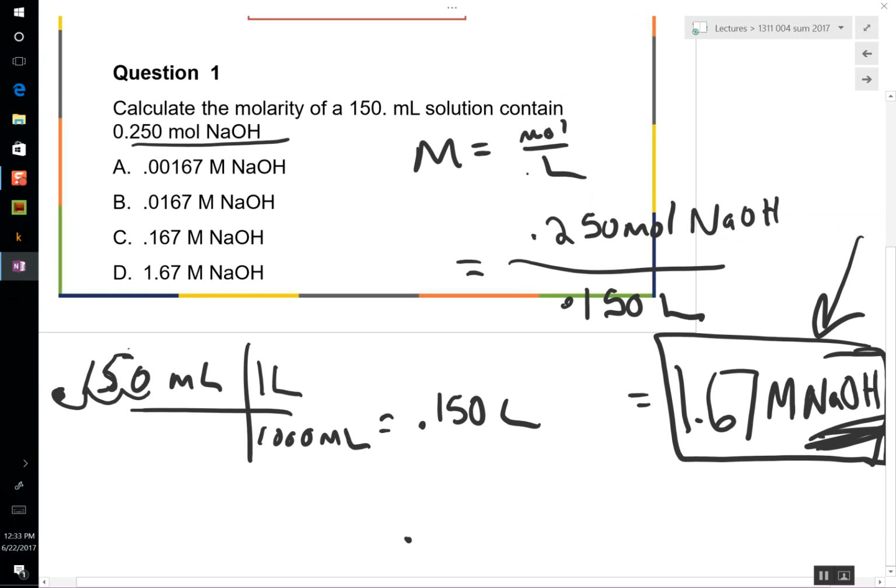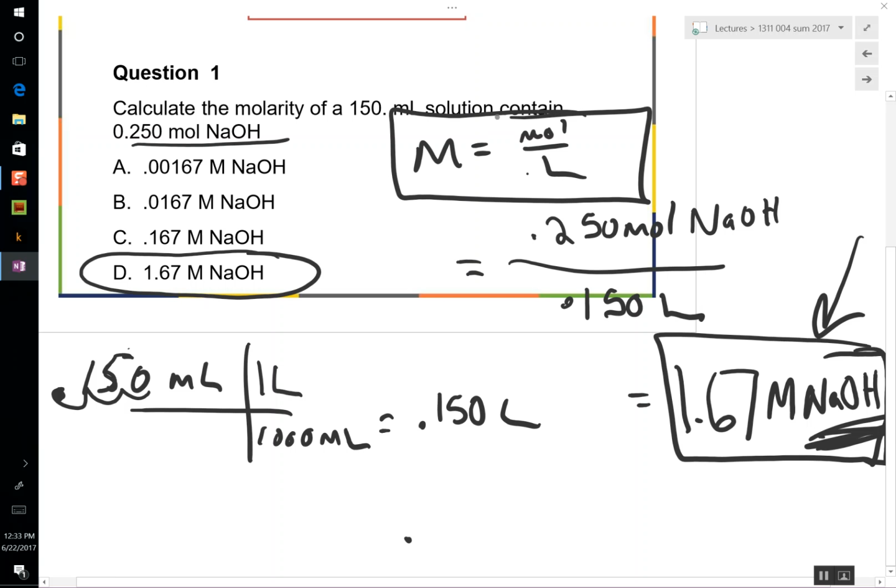So, what do we got here? That answer. All right, so just always hearken back to the definition of molarity. It's moles of solute per liter of solution.